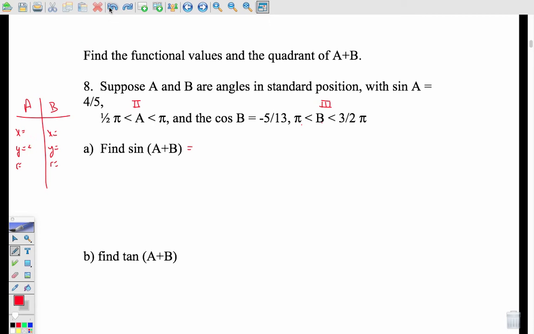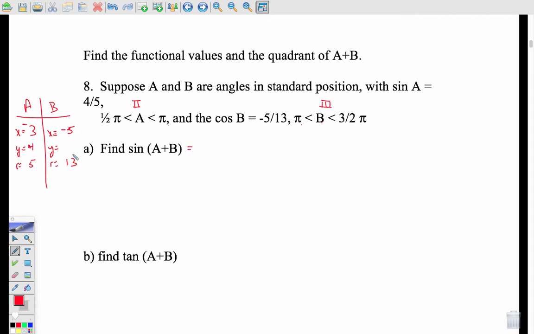It tells us that the sine of angle A is 4/5. Sine is Y over R. So we have 4/5, 4 for our Y and 5 for our R. That means X would be a 3, 4, 5 triangle. Puts us in quadrant 2, so I'd hope we all agree that X is negative in quadrant 2.